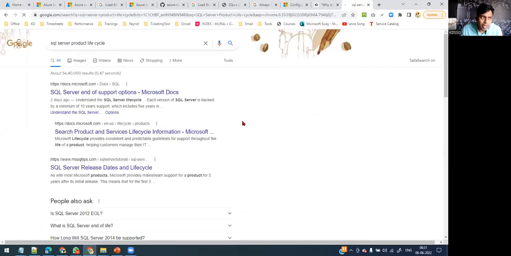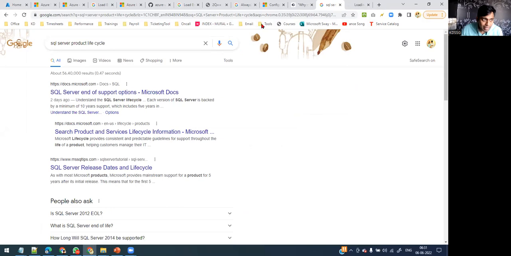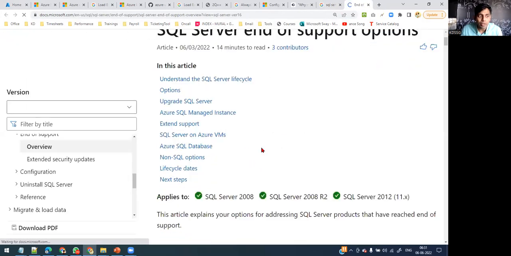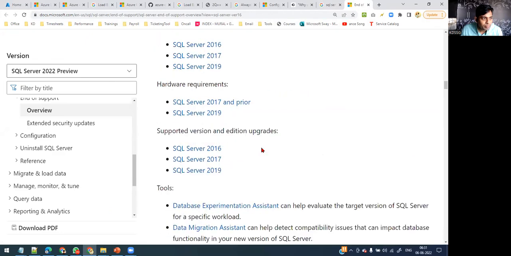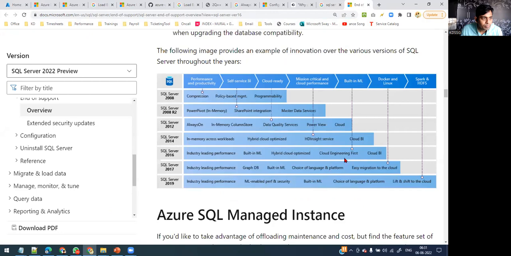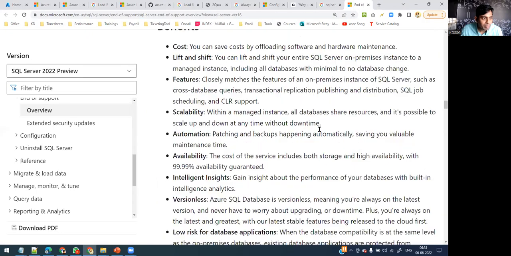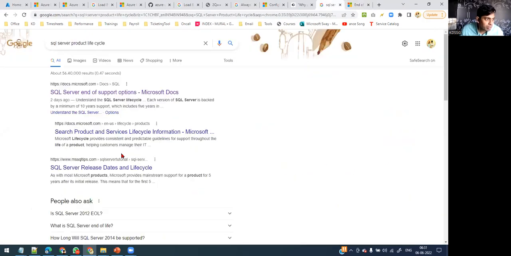So anyone, you also can Google now, SQL Server product life cycle. When you Google for it, you will get a Microsoft link, which will tell you, 1 second, it's loading. Yeah, which will tell you, is this the one? 1 minute. Sir. Give me a minute. I think maybe I'm not looking at the right one.